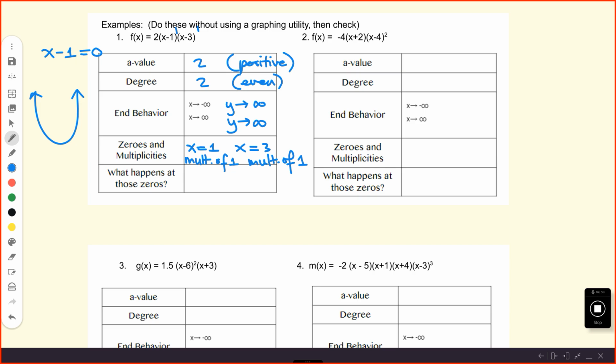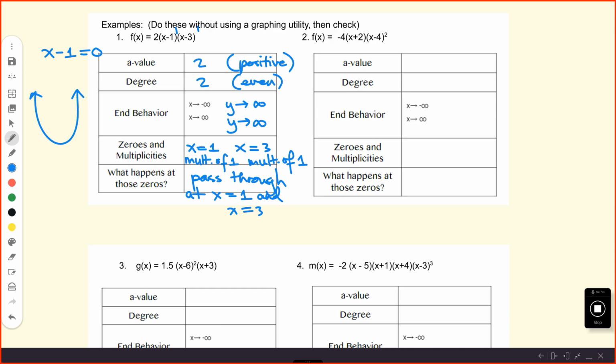And what happens at those zeros, at x equals 1 and x equals 3? Pass through. How do we know if it bounces again? When the multiplicity is even, let's say 2, 4, 6, 8. And it curves when the multiplicity is odd. So pass through at x equals 1 and x equals 3. Does that make sense? This is without using the graphing calculator.